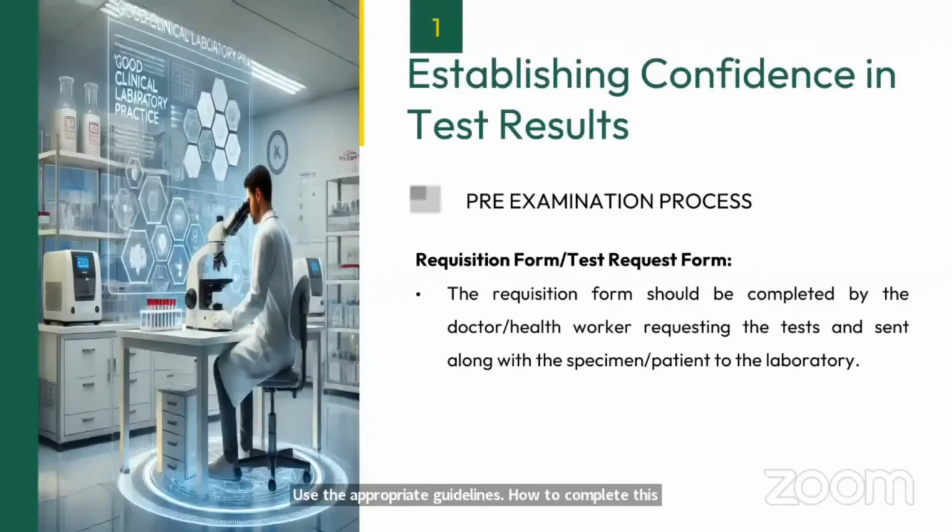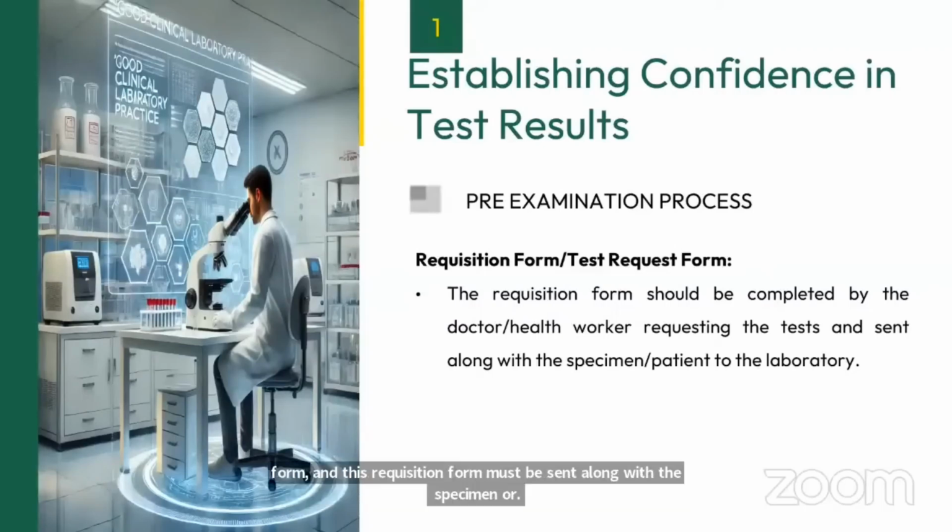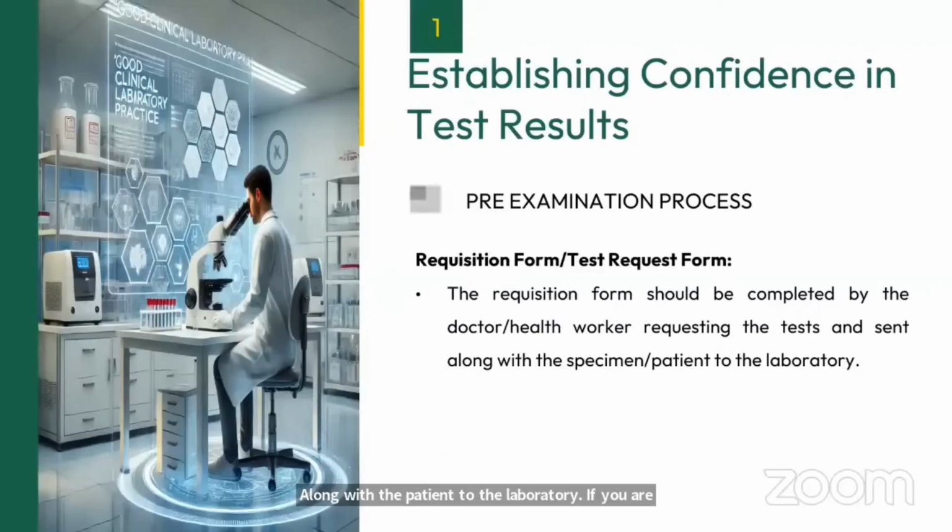Now, it is not mandatory that it should be completed only by a doctor. It can be filled by a health worker who is going to request the test. Many times we have seen it is not possible for doctors to fill all 1,000 or 2,000 test request forms, or when we go into communities for certain types of health checkups or camps, it is not possible for the clinician or the doctor to fill the test request form. So, on behalf of the doctor, the health worker can complete the request form, and this requisition form must be sent along with the patient to the laboratory. If you are sending the specimen, the request form must be accompanied by the specimen.